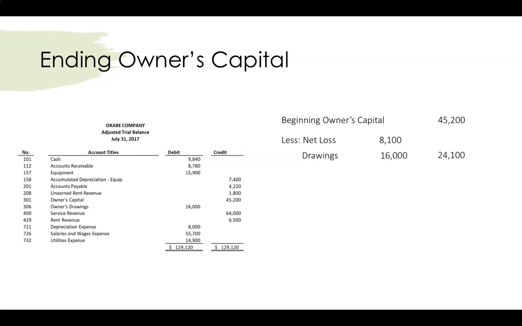So when you add together the net loss and the drawings to figure out how much I am subtracting out here in my owner's equity statement, you get that $24,100. So for your ending owner's capital, we take our beginning owner's capital minus the $24,100 to get our ending owner's capital of $21,100.